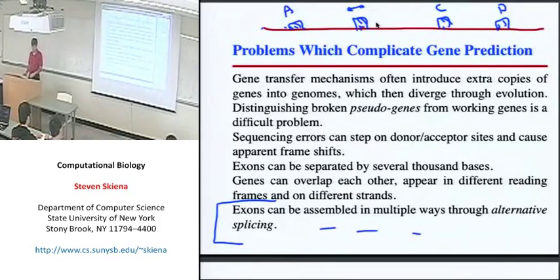We're not going to deal with this particular problem of alternate splicing. We're still going to be dealing here with just the problem of recognizing the exons. What is an exon and what is not an exon? Any questions?